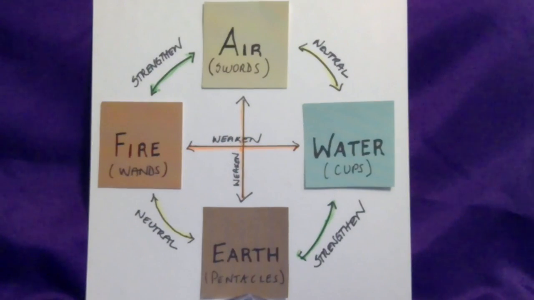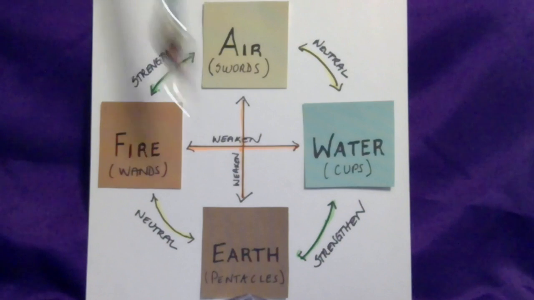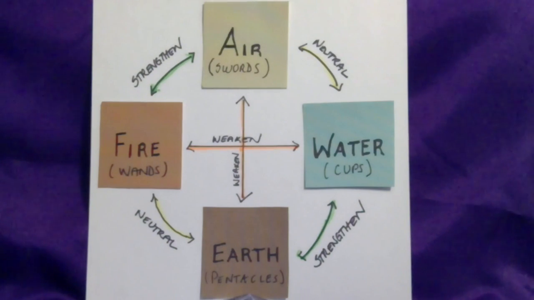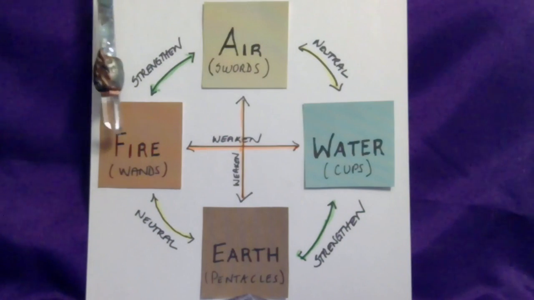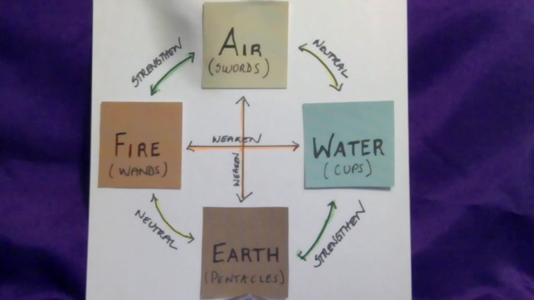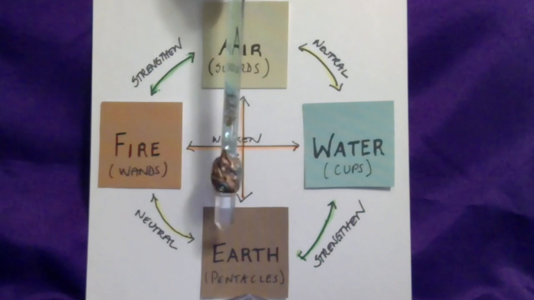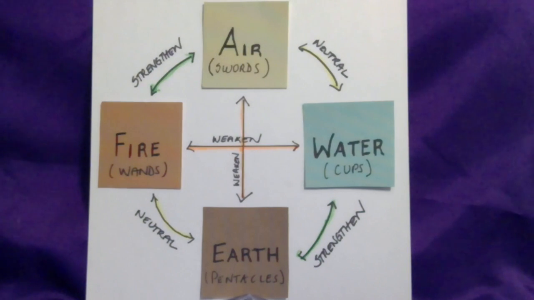All right, so let's talk first about some of the qualities or characteristics of elements. Just for beginners, of course, we've got the 4 elements here, and I've made a little sign to help us a little bit. So we've got fire, air, water, and earth. Fire are wands in tarot, air are swords, water are cups, and earth are pentacles. So the 4 elements relate to the 4 suits of the tarot deck.